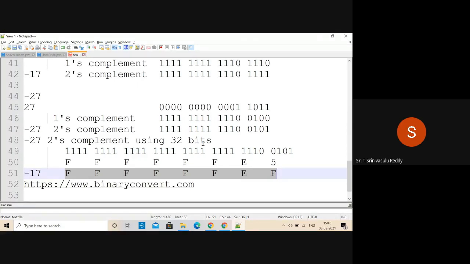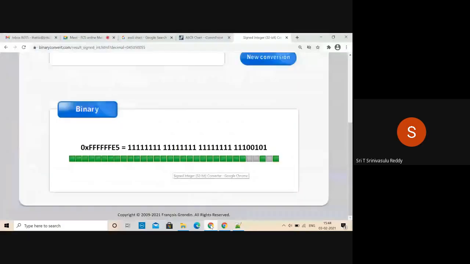So this is how, yes, go on. Sir, I can't see your screen, sir. You can't see my screen? Yes, sir. What do you see there? It's just visible, sir. Hello? For me, it's visible, sir. I'm Suresh. What do you see? Are you seeing binary conversion? Binary conversion dot com? Yes.